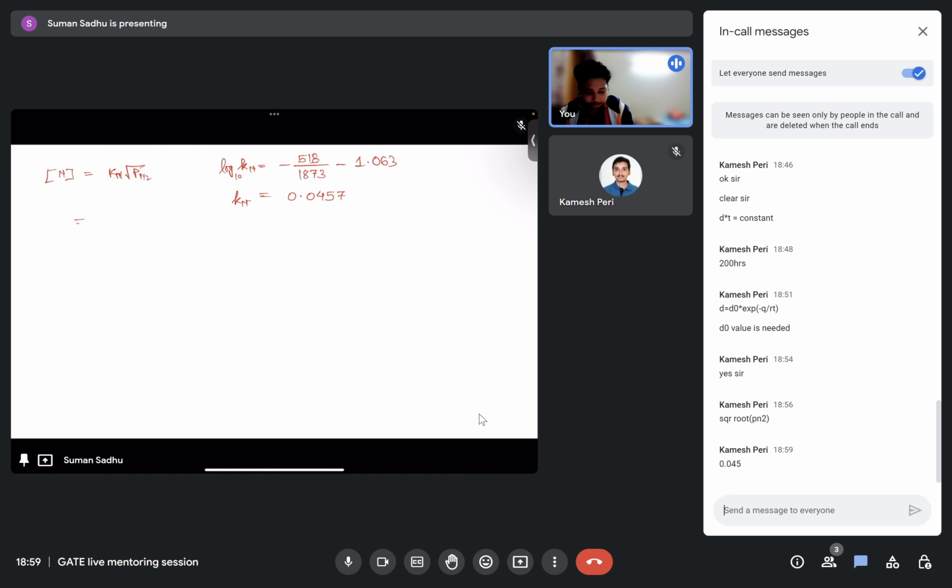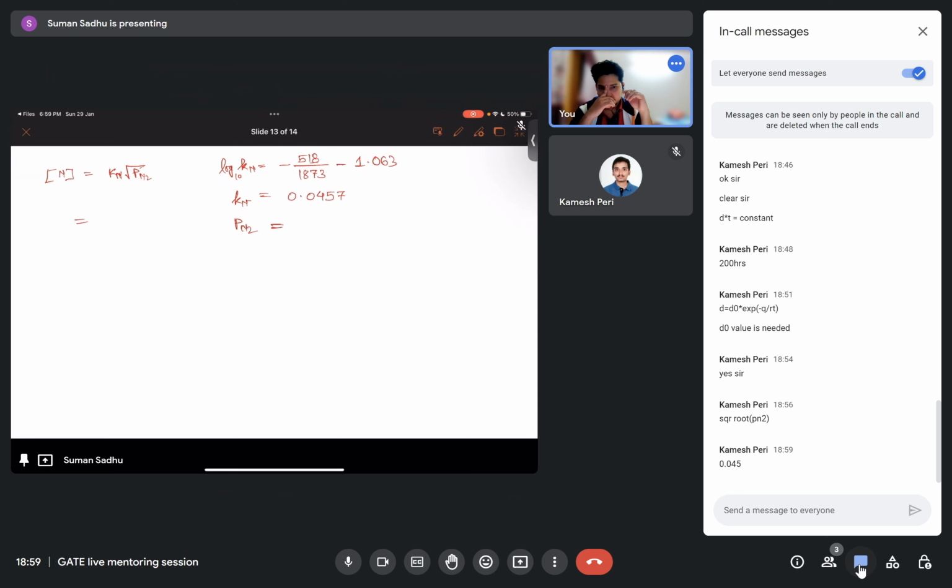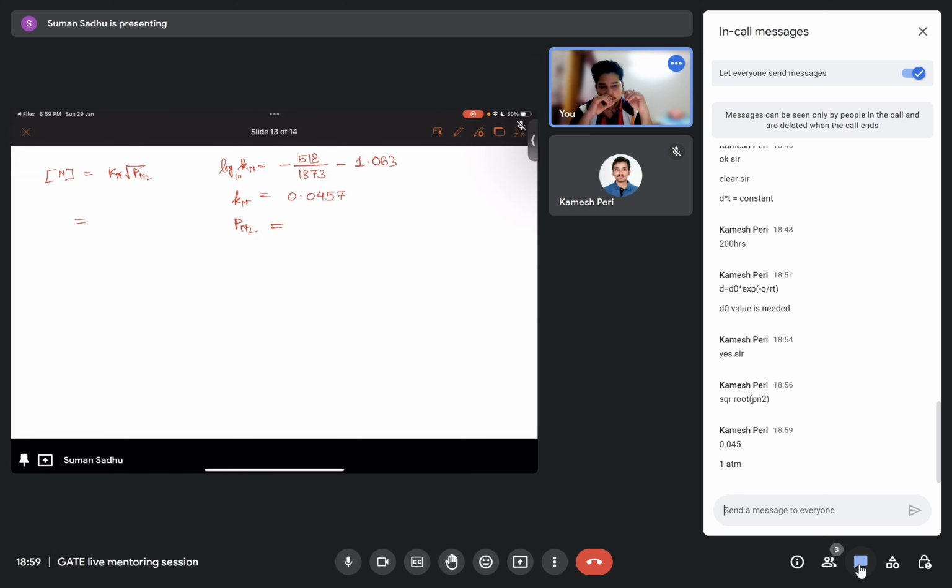Now you should know the partial pressure of nitrogen. What will be the partial pressure of nitrogen in this case? No, the partial pressure of nitrogen is not one. This container is exposed to air. This is your liquid iron, but as it is in air, the total pressure P total is 1 atm. But the partial pressure of nitrogen is not 1.